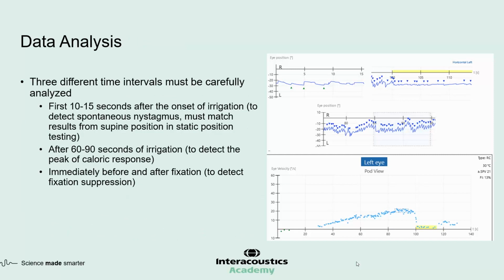So how do we analyze the results? There are 3 time periods in the caloric response that need further attention. Most of the computerized systems, VNGs, the computer will do this for you, but you still have to make sure that you follow certain rules to make sure that the computer is managing these data profiles appropriately for you.